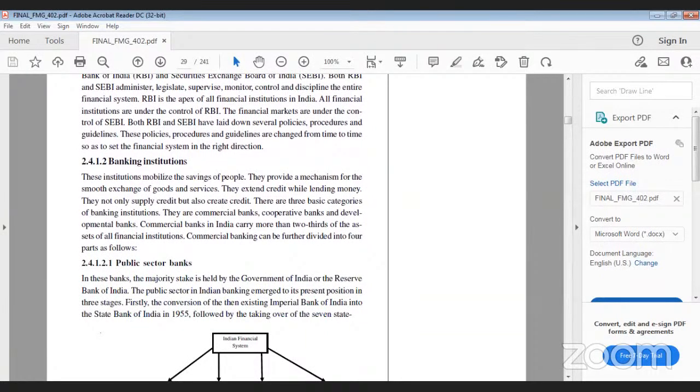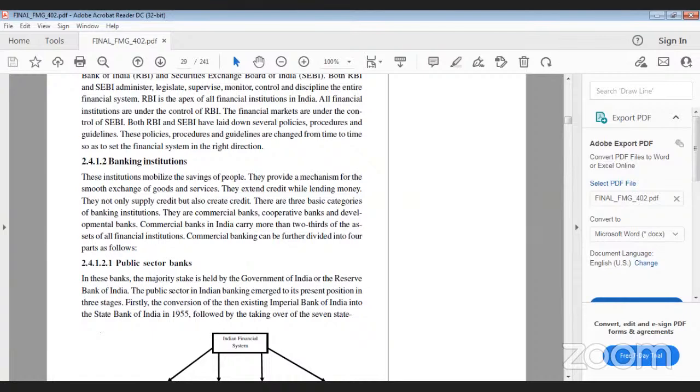Next, banking institutions. These institutions mobilize the savings of the people. They provide a mechanism for smooth exchange of goods and services. They extend credit while lending money. They not only supply credit but also create credit. These are the basic categories of banking institutions: commercial banks, cooperative banks, and development banks.